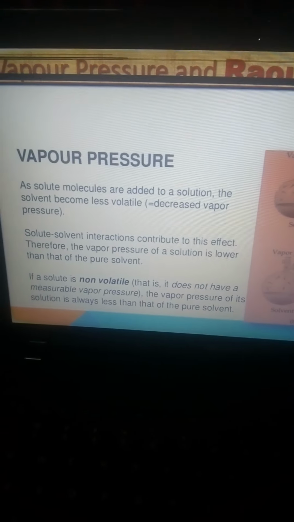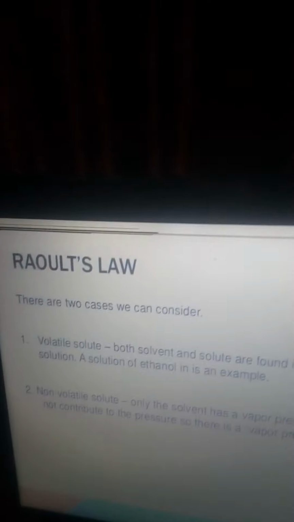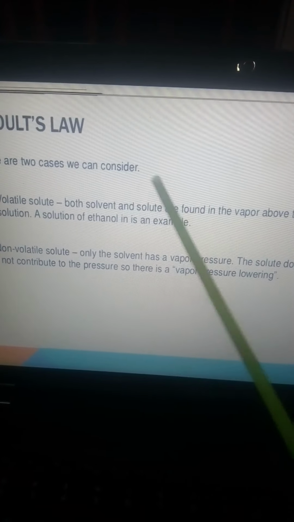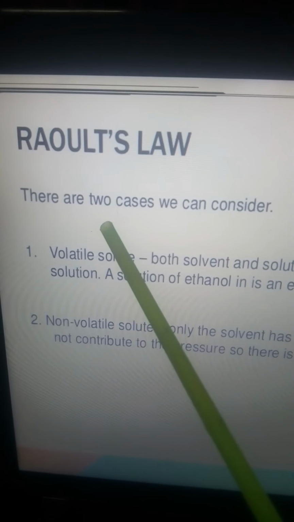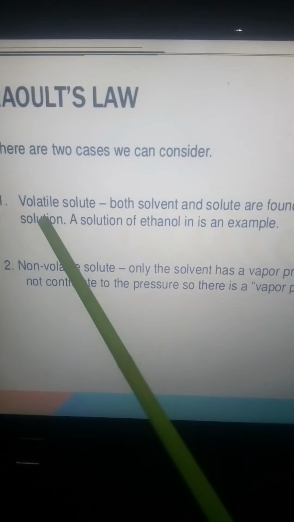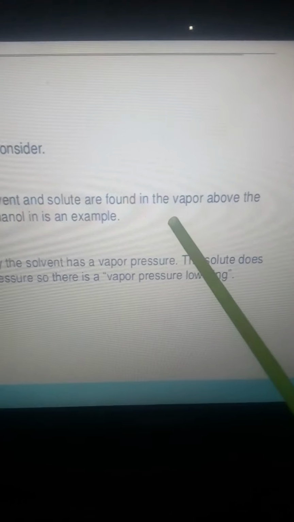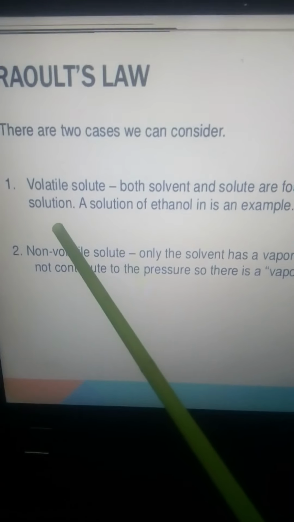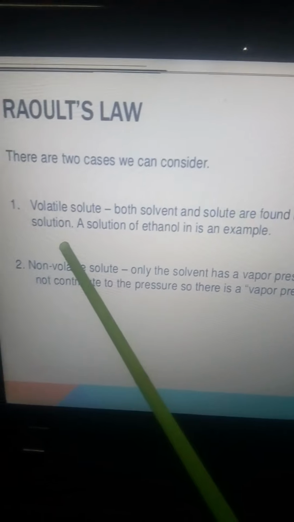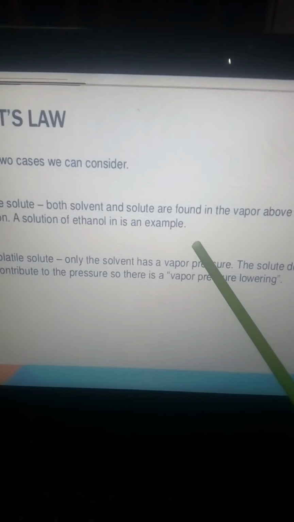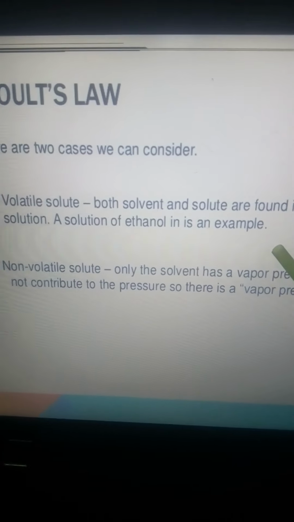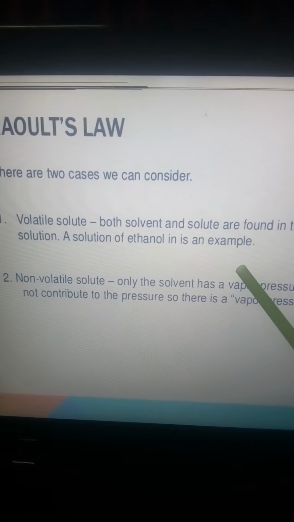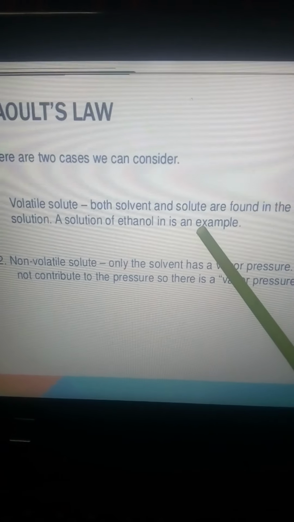Next we'll see Raoult's law. Regarding Raoult's law, two situations arise, so there are two cases we can consider. Number one, volatile solute. That means both solvent and solute are found in the vapor above the solution, that is, both solute and solvent are volatile. For example, a solution of ethanol in water. In that case, both ethanol and water are volatile. So here the solute is volatile and the solvent is also volatile. So that is one situation.